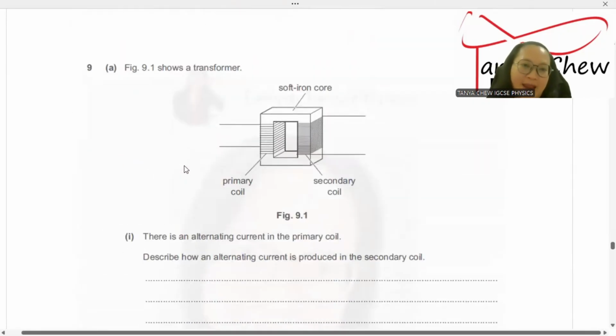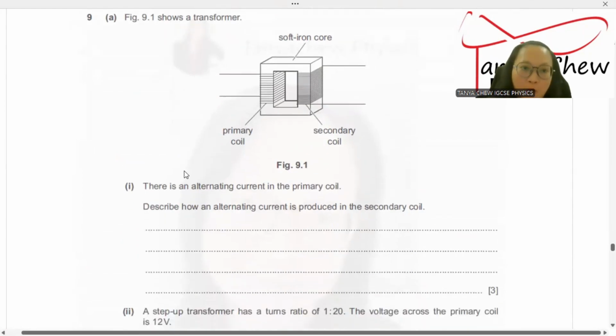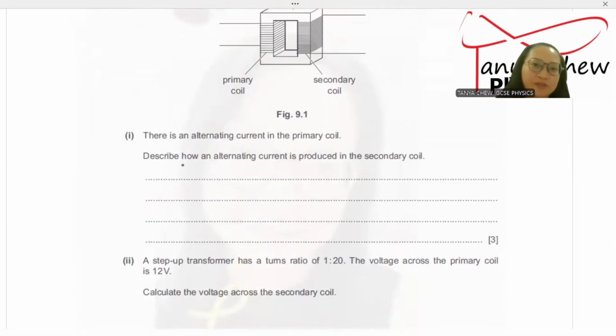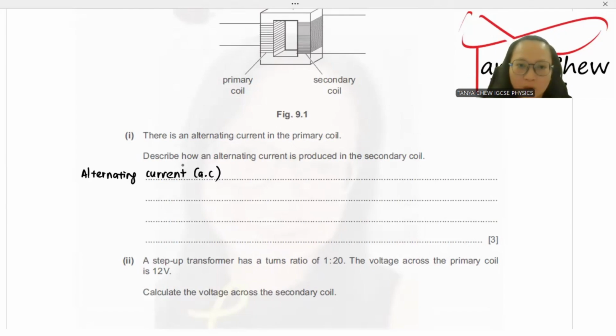Now, question number 9a. Fig 9.1 shows a transformer. First part, there is an alternating current in the primary coil. Describe how an alternating current is produced in the secondary coil. Now, you know that whenever there's a current, there is a magnetic field in the coil. So I will say that AC, alternating current. I put a symbol in brackets, so in future I will use this short form to represent alternating current.